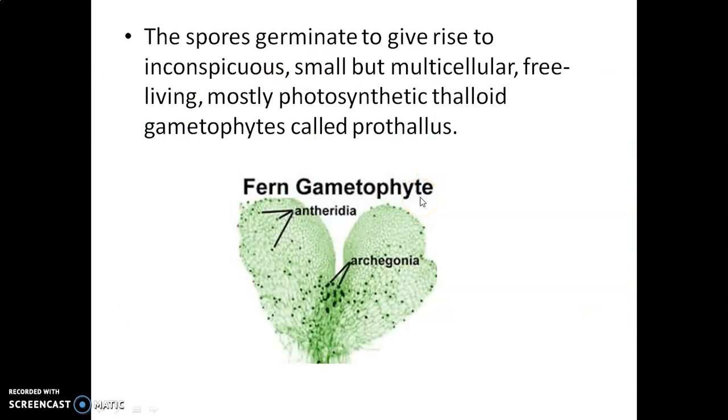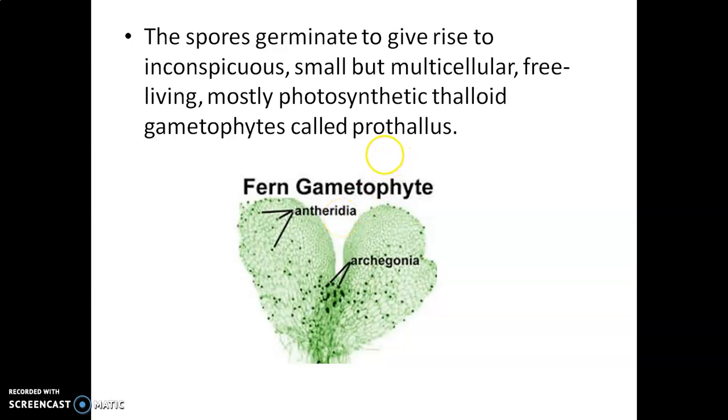Then about the spores: they germinate to give rise to inconspicuous, small but multicellular, free-living, mostly photosynthetic thalloid gametophyte called prothallus. Children, this is the fern. This is the diagram of fern gametophyte.